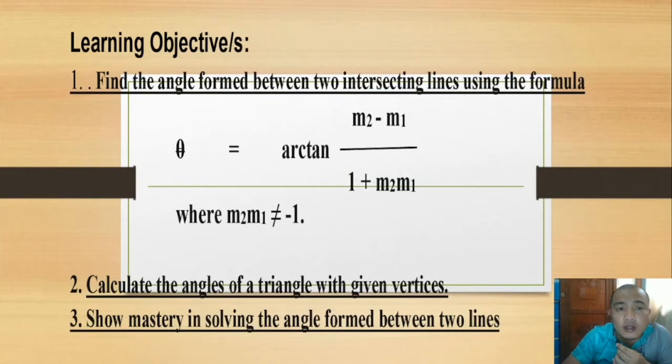And also the learning objectives. Number 1, find the angle formed between two intersecting lines using the formula theta is equal to arctan of m sub 2 minus m sub 1 all over 1 plus m sub 2 times m sub 1, where the product of m sub 2 times m sub 1 is not equal to negative 1. Number 2, calculate the angles of a triangle with given vertices. And number 3, show mastery in solving the angle formed between two lines.